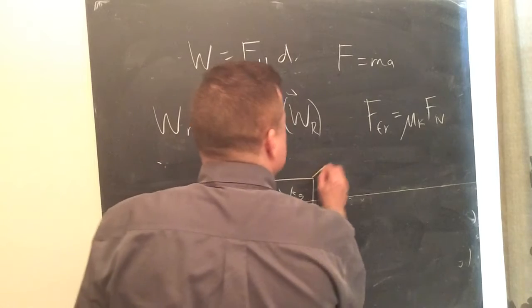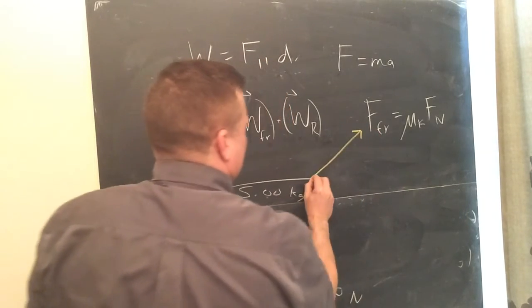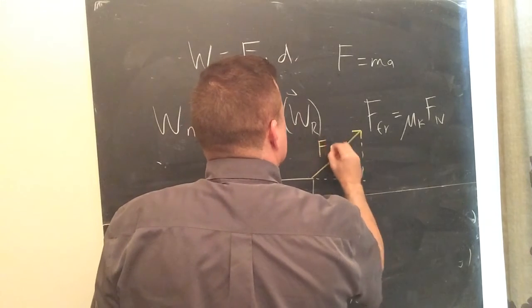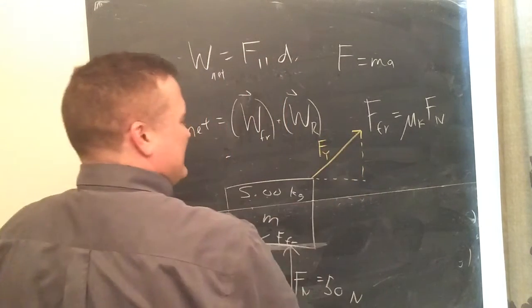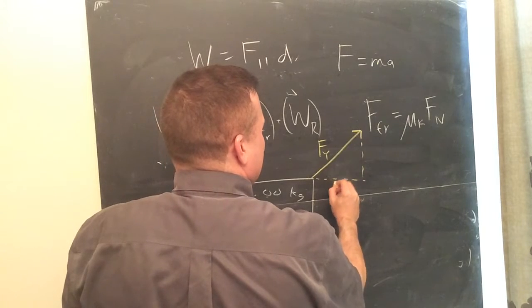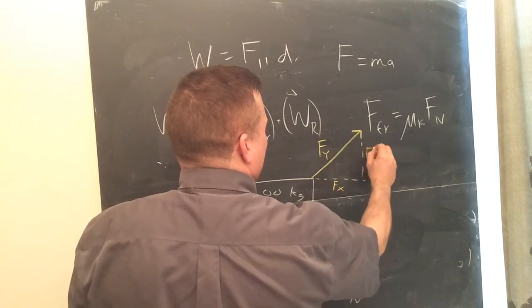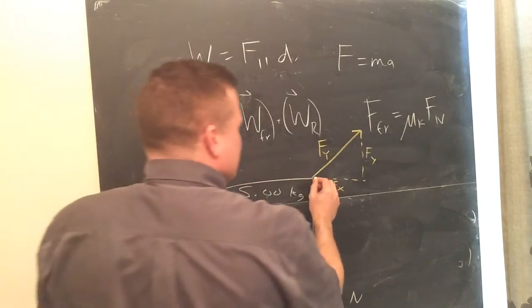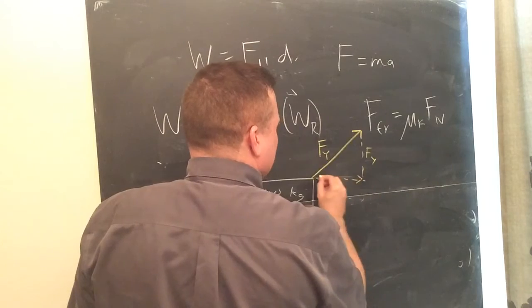Like if I pulled this up at an angle, then I'm going to have to find out, if that's force Y for yellow, the X component, Fx, and the Y component, Fy. Now, Fx is the only part of that force that will do work.